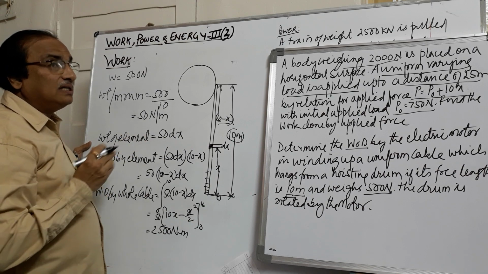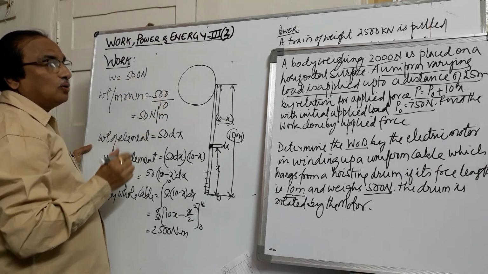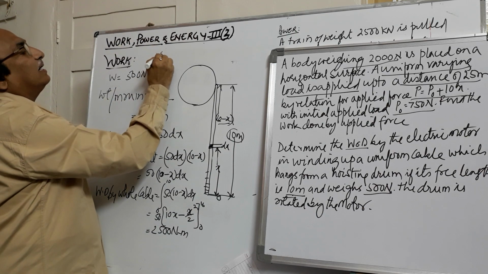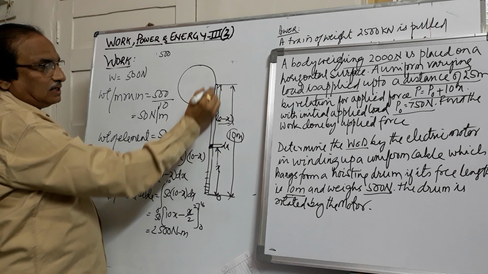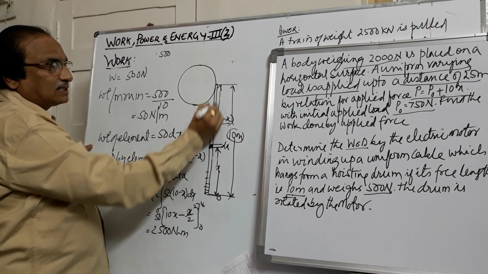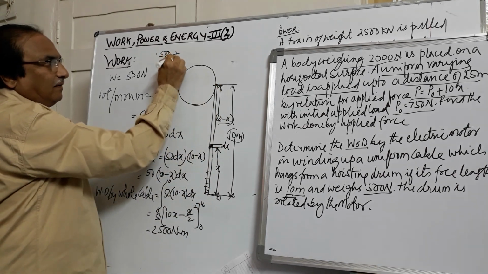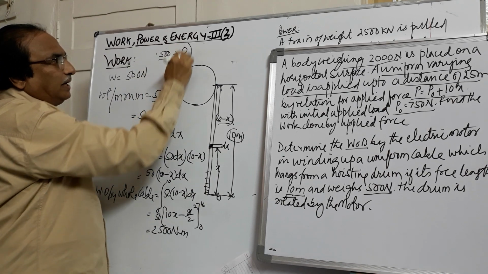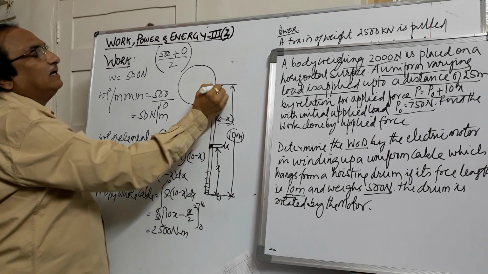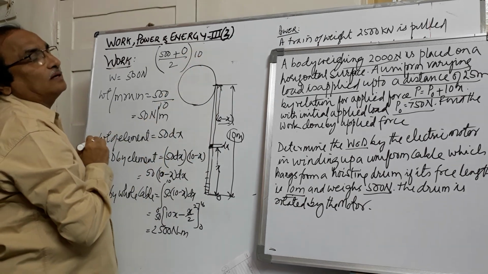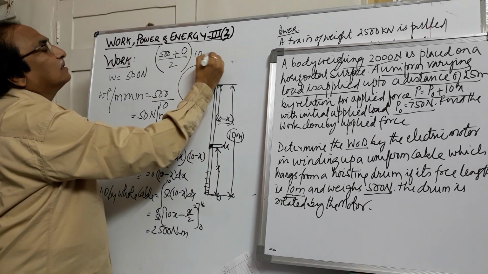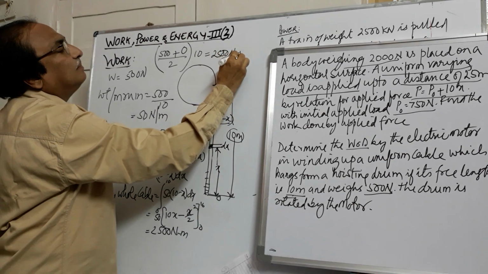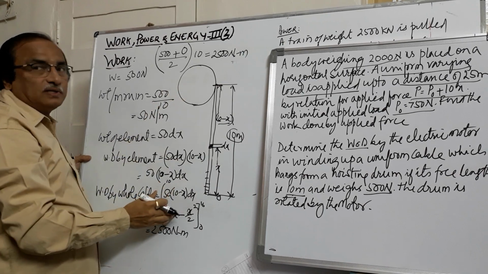Now as we have seen in the earlier problem, it is a variable load. Here the load is varying from 500, when it is completely hanging, to 0 when it is completely wound up, so there will be no load there. So the average load is (500 plus 0) divided by 2, into the distance for which it is traveling, 10. If you multiply this, you again get 2500 Newton meter. So this is from first principles.